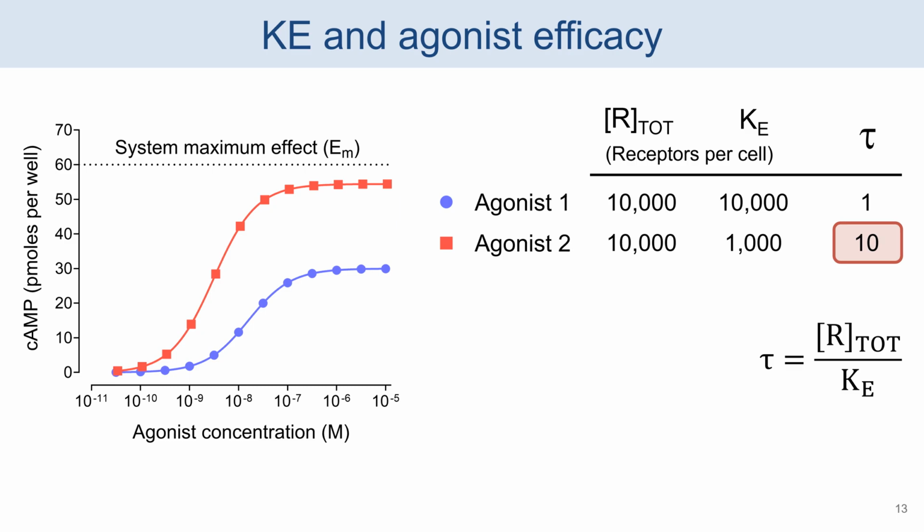Now let's look at our tau value. Remember, tau is R tot divided by Ke. This means the tau value is 10,000 divided by 1,000, giving the tau value of 10 for agonist 2. We note here, as Ke gets smaller, tau gets bigger, because Ke is on the bottom of this fraction here.